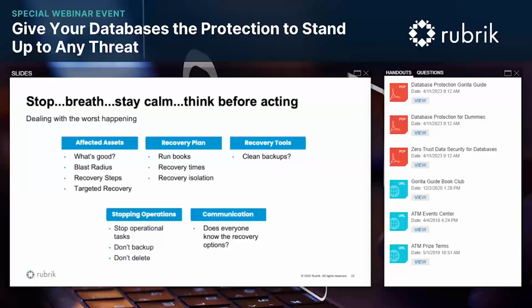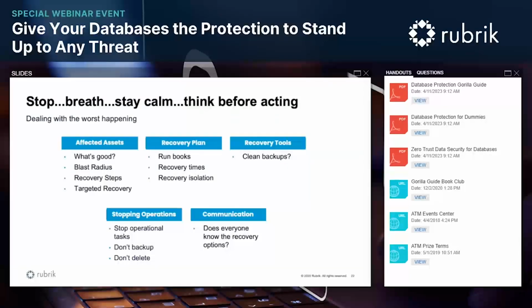Determining what the affected assets are. Doing data analysis to determine what's good and what isn't. Figuring out what the blast radius is. How many assets were actually affected. Based on the affected data, what recovery steps do we need to take? And now, let's look at the scope of that recovery. Do we need to recover an entire VM, a file, a database, tables, records, hardware, or what have you?